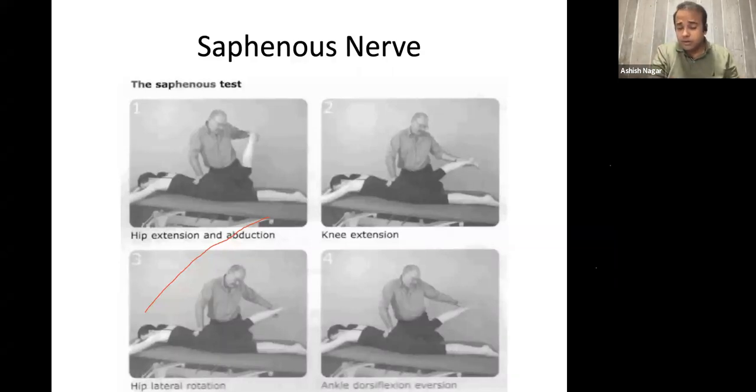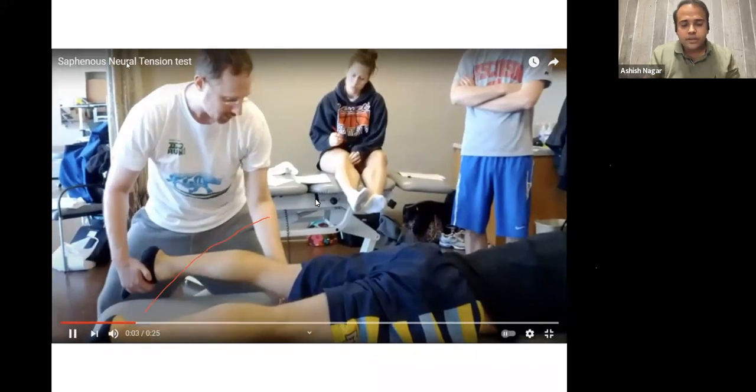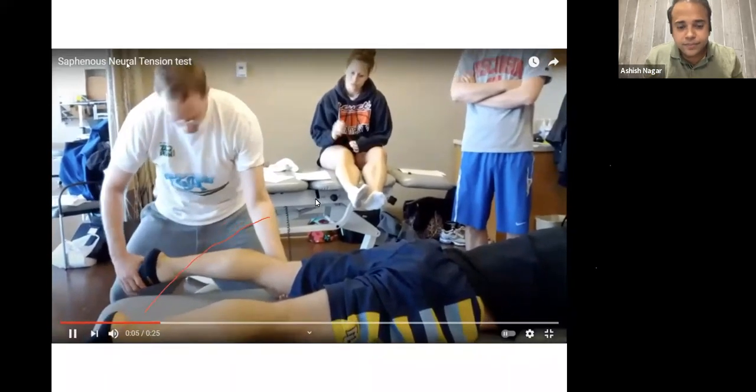Now, remember, if we were testing it in supine and with SLR, the dorsiflexion and eversion was meant to test the tibial nerve. Now, in prone lying, more or less similar, but here we are testing it for saphenous nerve. Not a very good video, but this is what I could find.